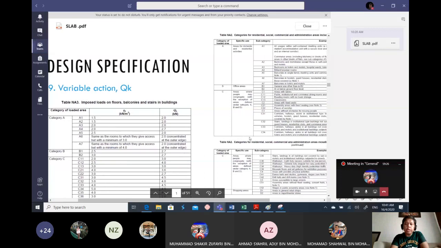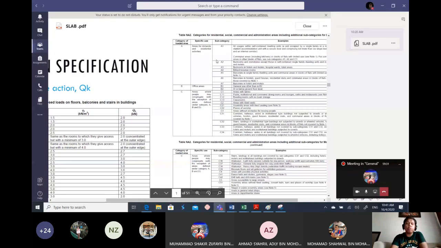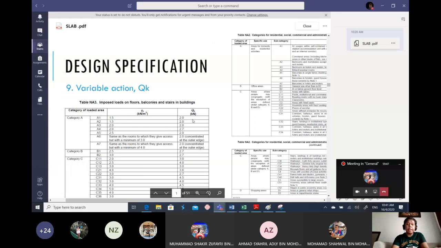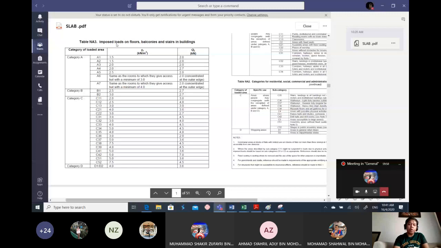Okay, contohnya kategori A adalah area for domestic and residential activity. Ini adalah untuk QK. All usage with a self-contained dwelling unit. Okay, kalau dalam Eurocode 1, okay, dia dah bagi tahu, dia ada range dekat sini. Okay, you refer dekat table ni, dia akan ada range between 2 to 3 ke kalau tak silap saya. Tapi untuk Malaysia punya condition, dia dah tetapkan dah. Based on table National Annex 3 ni, imposed load on floors, balconies and stairs in a building.